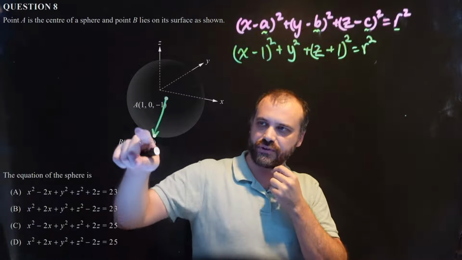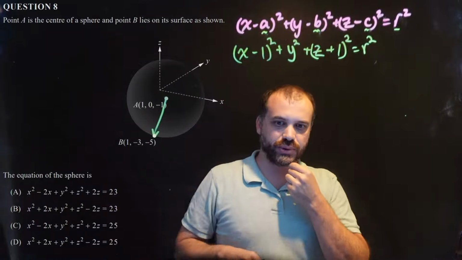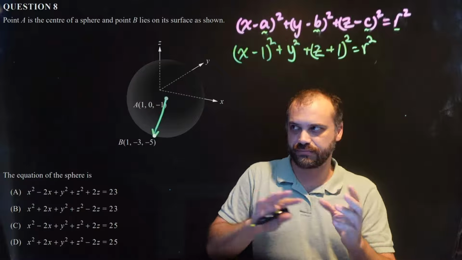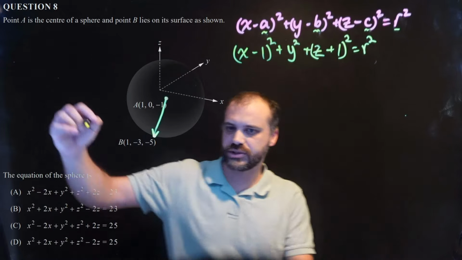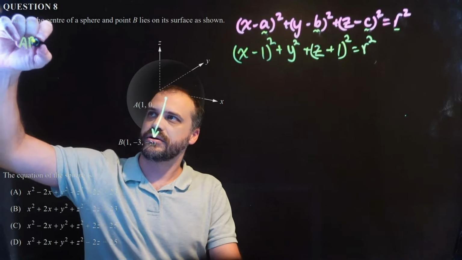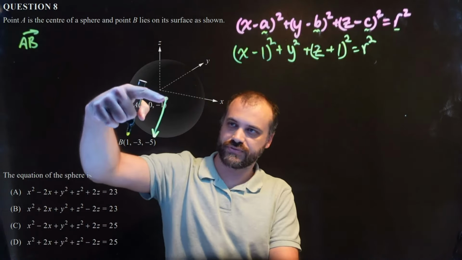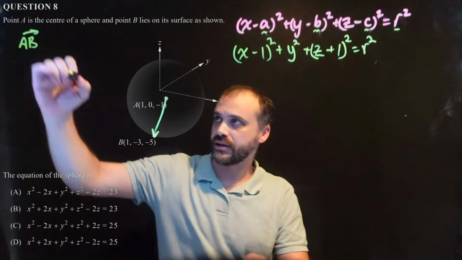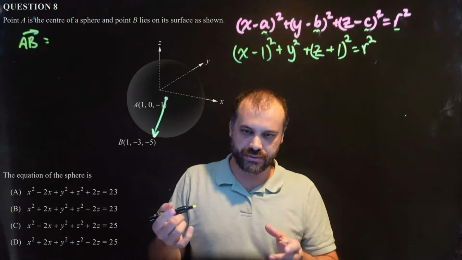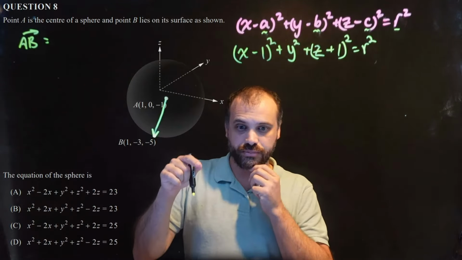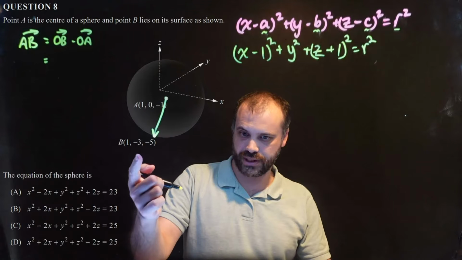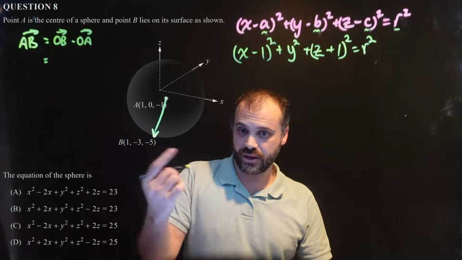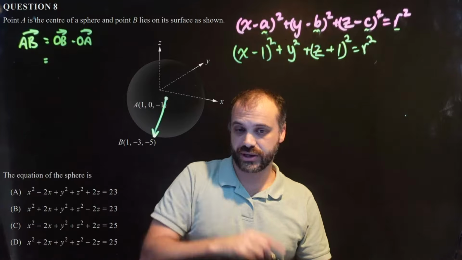So I should be able to find the distance between 2 points. That's just like Pythagoras in 3 dimensions. But rather than thinking like Pythagoras, let's go sort of a bit more vectory. The thing I've drawn is vector AB. Okay, and vector AB can be calculated as OB minus OA. Now OB is just the point B, so 1, -3, -5, and OA similarly is just 1, 0, -1.